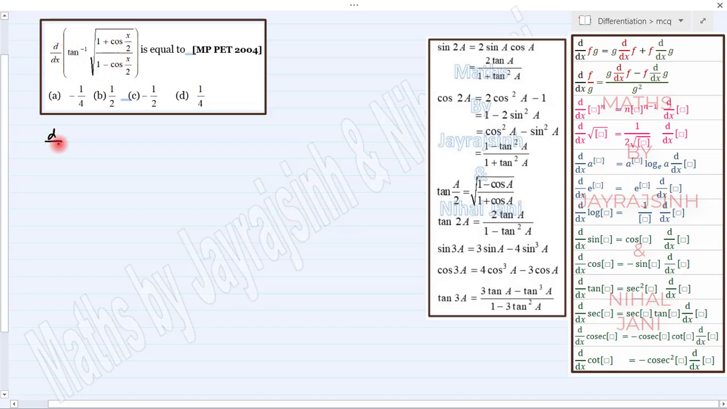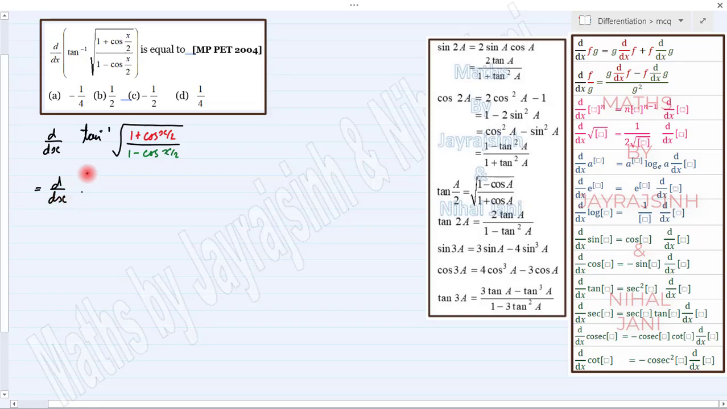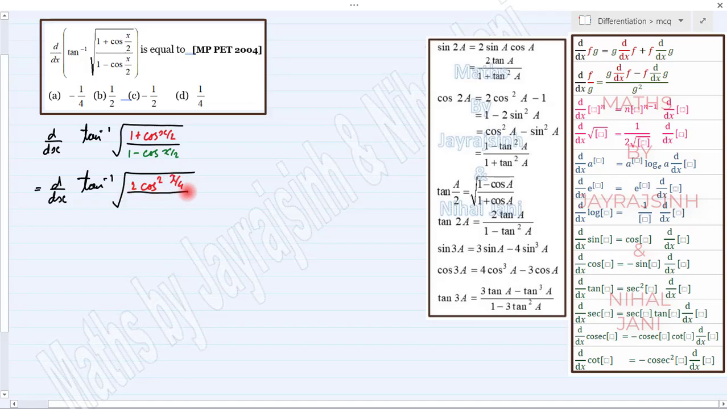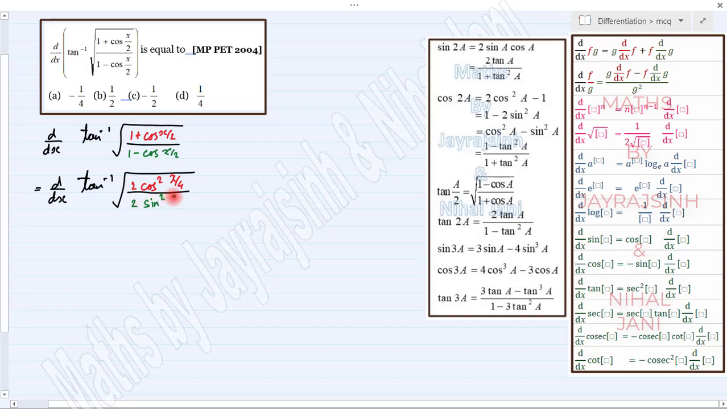Here we have to differentiate tan inverse of under root of (1 plus cos x) upon (1 minus cos x), divided by 2. Before we go for differentiation, we have to simplify. Here we have under root of 1 plus cos x by 2, which is converted into 2 cos square half the angle, or we can say x by 4. And in the denominator, we will get 2 sine square half angle.